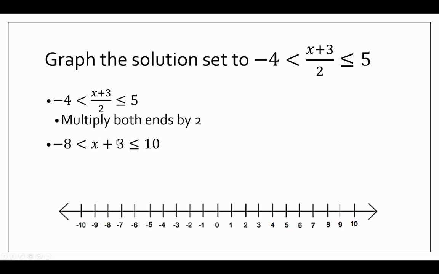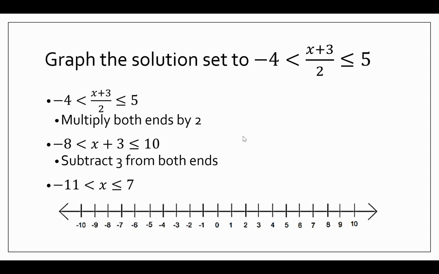Now we need to get rid of this 3. We can do that by subtracting 3 from all parts. So -8 minus 3 gives us -11, and 10 minus 3 gives us 7. So -11 is less than x, which is less than or equal to 7. Then we plug them in: 7 is filled in, -11 is an open circle, and we connect the area between.